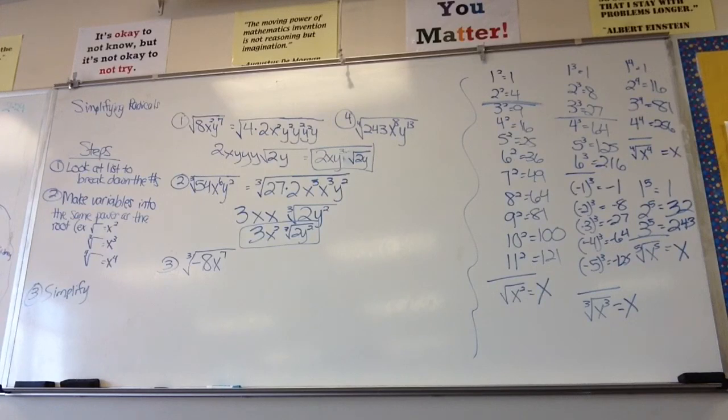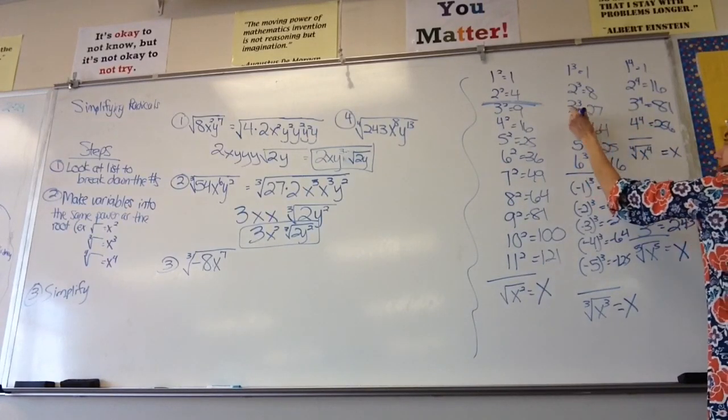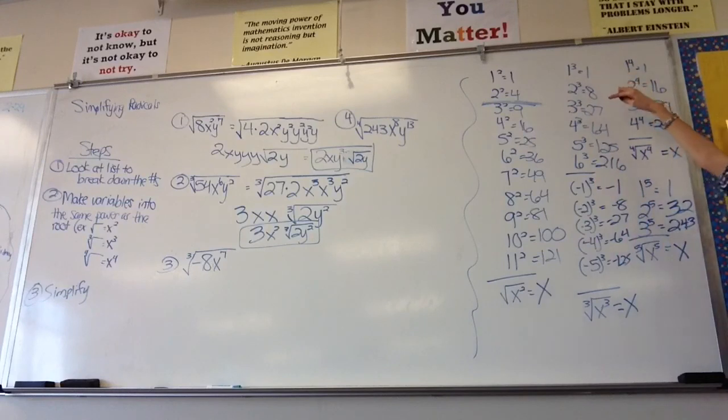Okay, sit up. Number 3, cube root column. 2 and 4. No, you can just do 8. Just do 8. Okay, you need to be quiet.